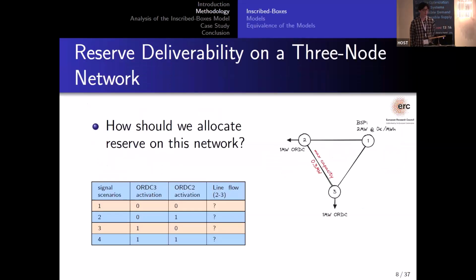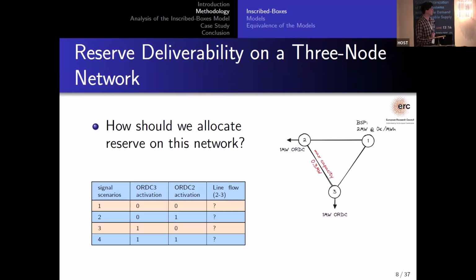In order to give you a better intuition of what problem we are trying to tackle, here I have a simple 3-node network example, where we have a BSP at node 1 and one reserve demand from each of nodes 2 and 3. The line parameters are the same. The first question that we want to answer is how should we allocate the reserve on this network?